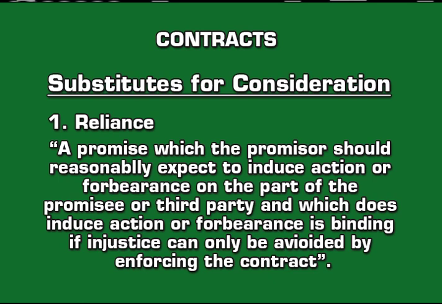Okay, number one. Substitute number one is reliance. It's also called promissory estoppel. It is, once again, a substitute for consideration. You can enforce the promise without consideration. Here is your definition. A promise which the promisor should reasonably expect to induce action or forbearance on the part of the promisee or the third party, and which does induce action or forbearance, is binding if injustice can only be avoided by enforcing the contract or the promise.